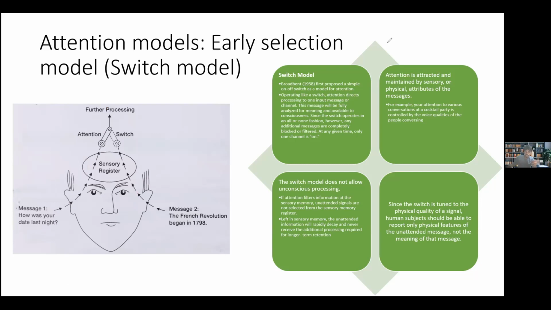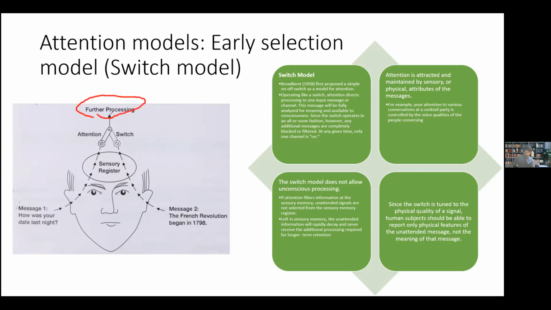This was given by Broadbent. He proposed this on and off switch model, like an exact switch. He took the analogy of a switch, right? So you either process that information or you don't process it at all. It's either on or it's off. Attention is based on the physical attributes. So you only know what you're listening to only after you process it.